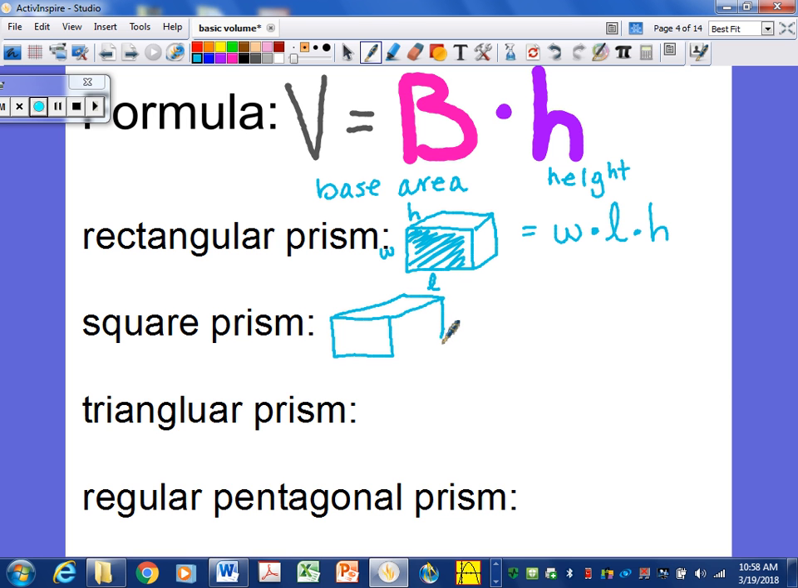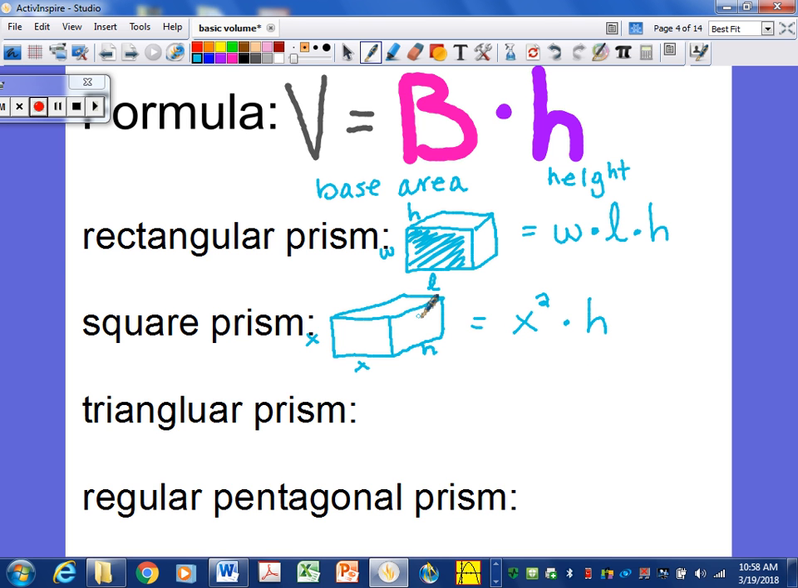Okay, and make it look like an actual prism. Okay, these are of course the same in a square, and that's the height. So for a square prism, x times x is x squared, the area of the base, times the height.